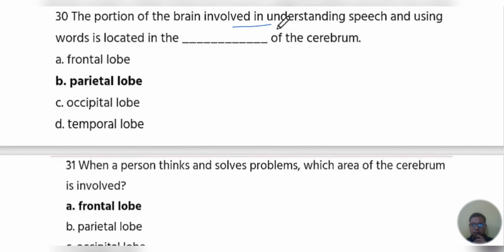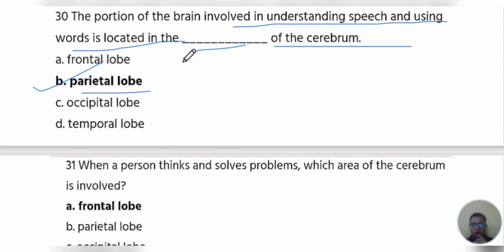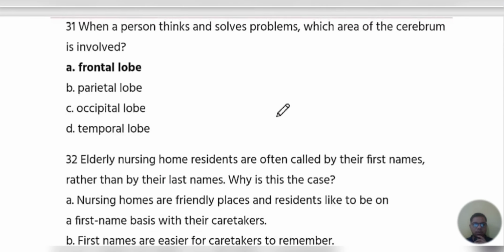The portion of the brain involved in understanding speech and using words is located in the blank of the cerebrum. The answer is B, parietal lobe. Parietal lobe of the cerebrum. Next is question number 31.